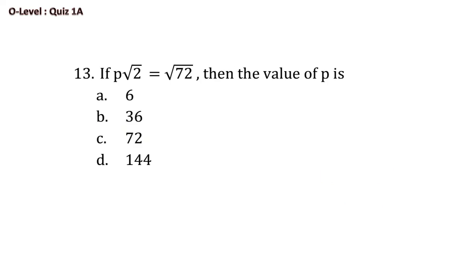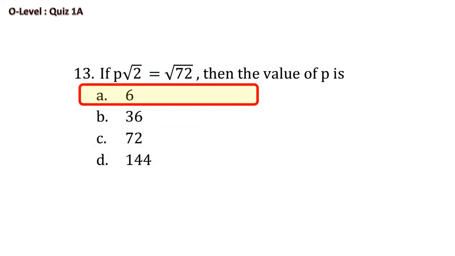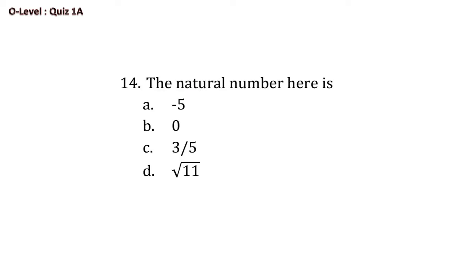Question 13. P root 2 equals root 72, and then the value of P is, here we can just divide both sides by root 2, and that will give us P equal to root 72 divided by root 2. And from the laws of roots, root 72 and root 2 can be written as root 72 over 2, and that gives us the square root of 36, which is equal to 6. The next question reads, the natural number here is, note that natural numbers are whole numbers and they are equally positive numbers, so they are positive whole numbers, and the only natural number here is 0.